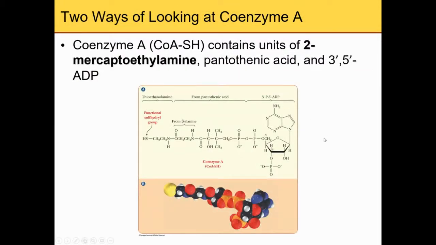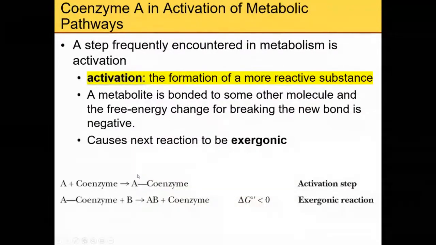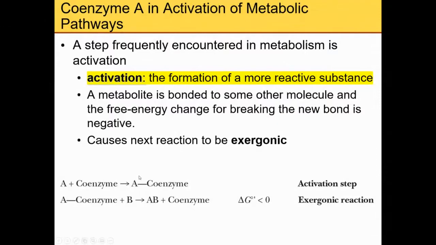And the coenzyme contains the units of cysteamine and pantothenic acid and 3',5'-ADP. Okay. So that's the coenzyme A, and they can help to form these more reactive substances.